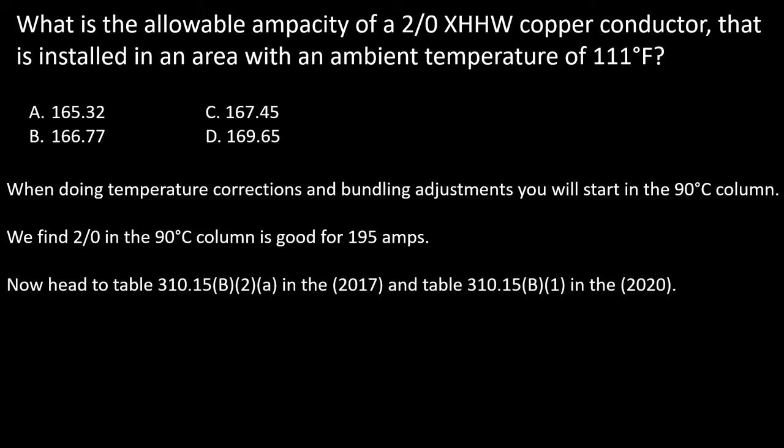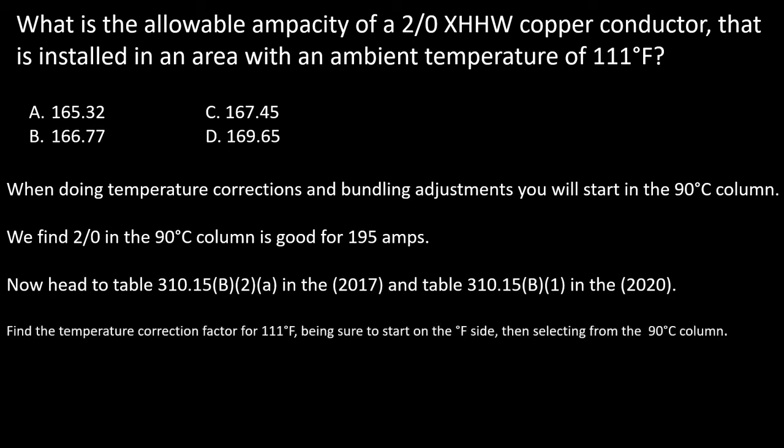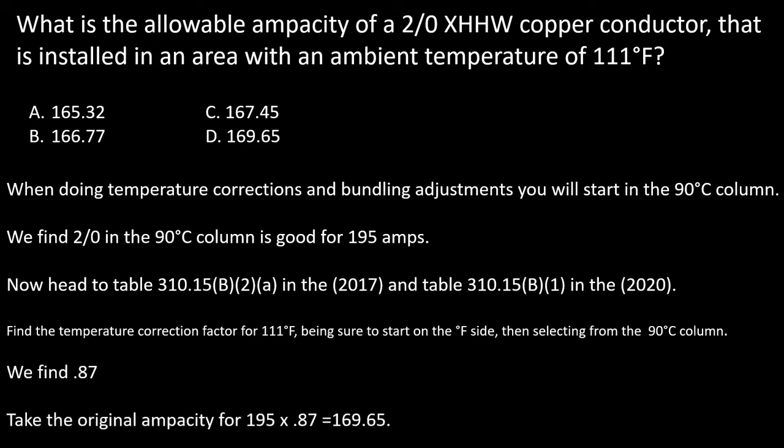Now we're going to head to our respective tables. We're going to find our temperature correction factor for 111 degrees Fahrenheit, being sure to start on the Fahrenheit side and then selecting from the 90° C column. We find that it's 87%, or 0.87. Now we take our original ampacity, multiply it by 0.87, and that's going to give us a new allowable ampacity of 169.65 amps. And we select D.